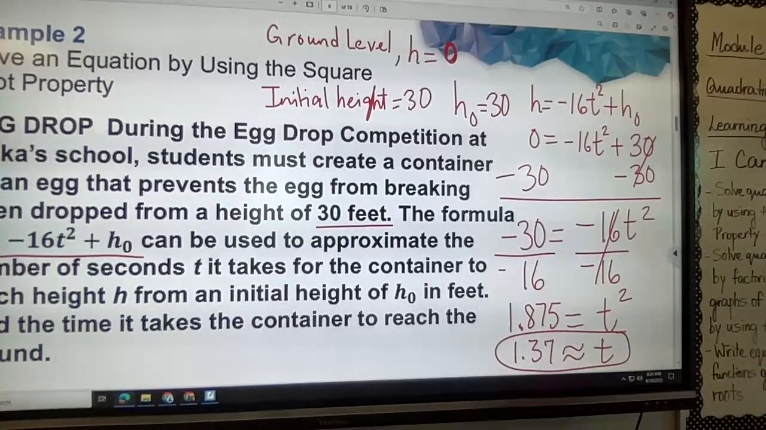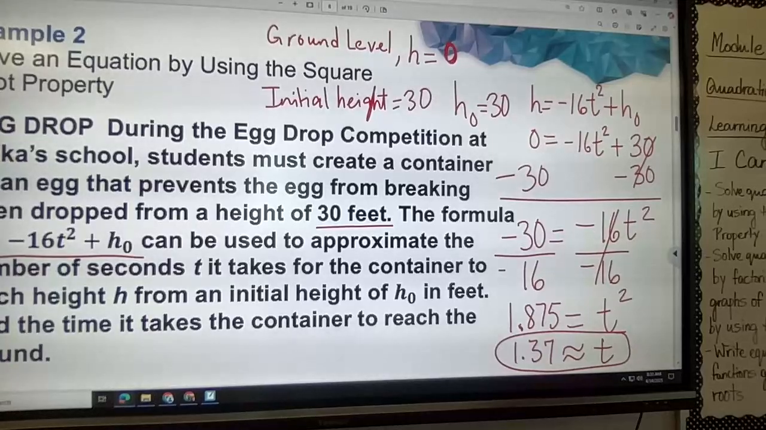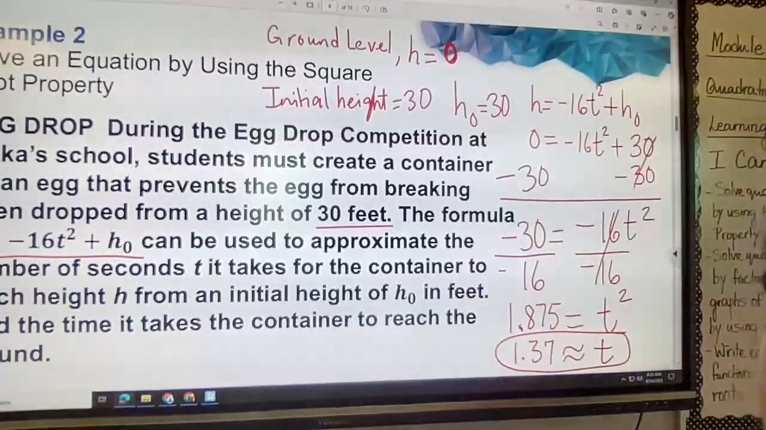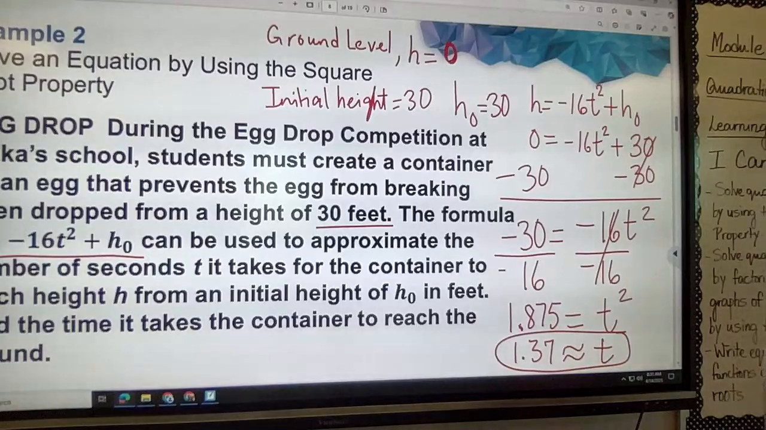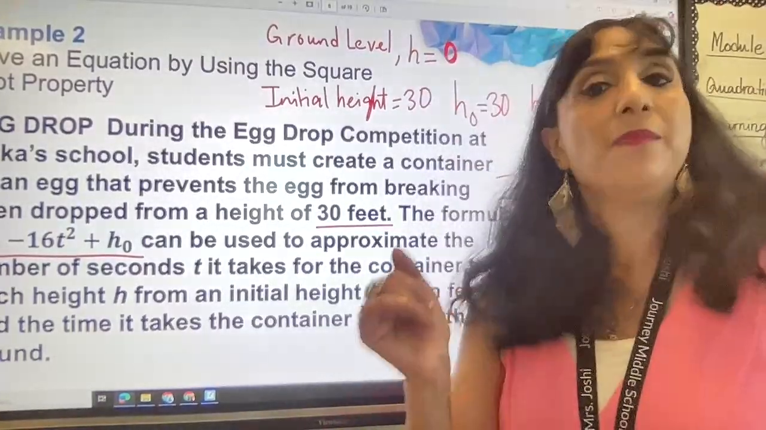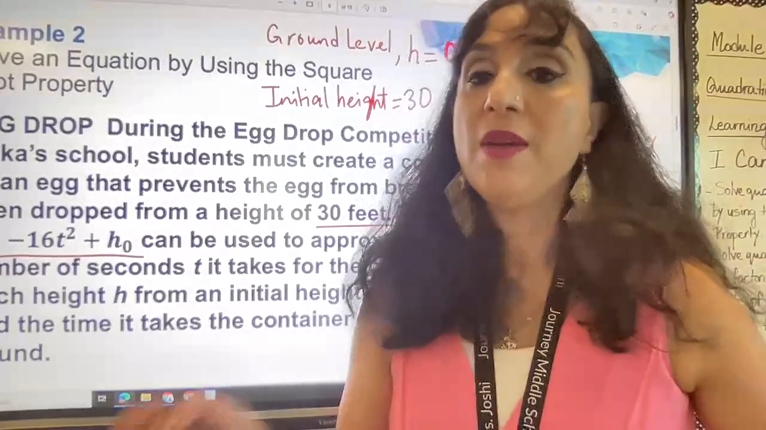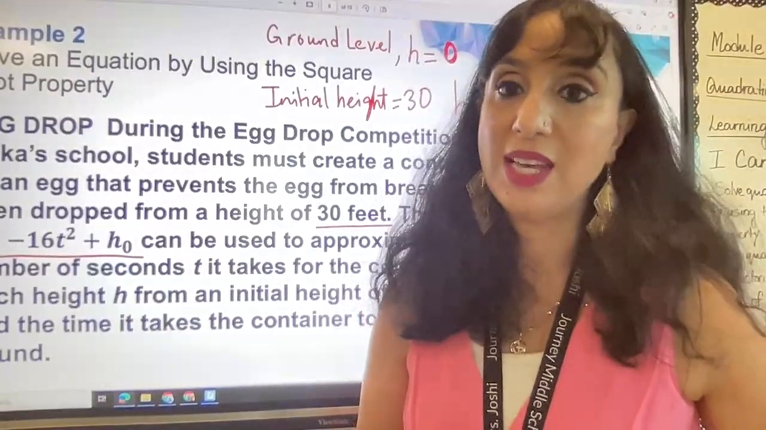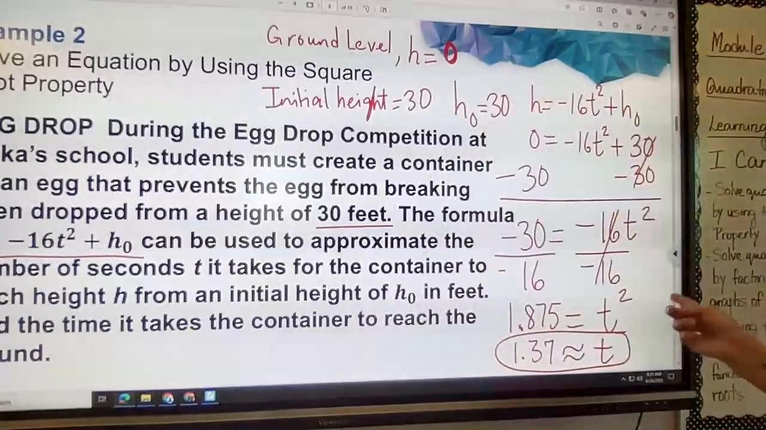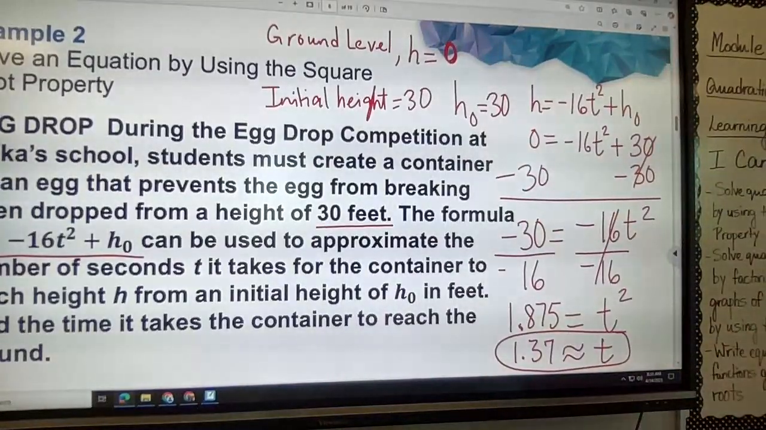Okay, and here is my solution. So it takes approximately 1.37 seconds for the container to reach the ground. Okay, now notice that negative 1.37 is not going to be a solution to this. In this we're just talking about how much time it takes to reach the ground, and that is 1.37 seconds. We can't say negative 1.37 seconds, right? So therefore, please notice that over here we have a positive answer only. Okay?